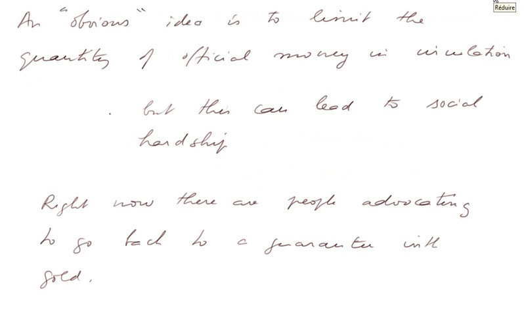An obvious idea to limit inflation is to limit the quantity of official money in circulation in order to preserve price stability. But this can lead to social hardship. There again, it's a long story, which I will not go into here. And right now, in 2010, there are again people advocating to go back to a guarantee with gold. The teacher, myself, I do not advocate to go back to a guarantee with gold.